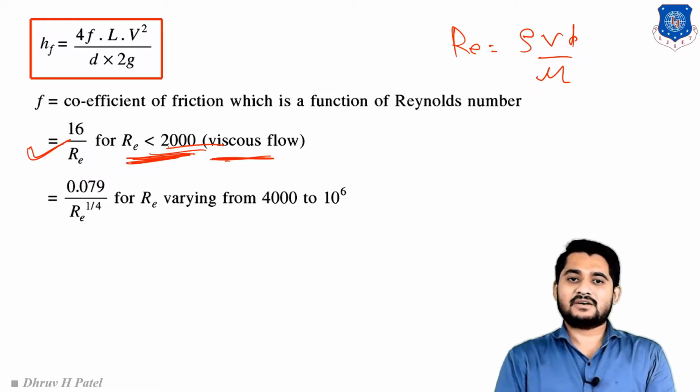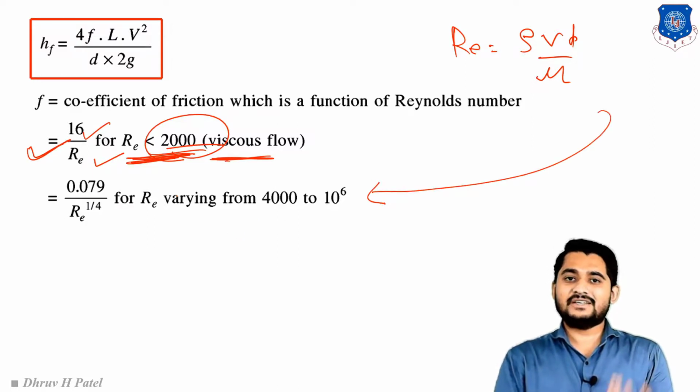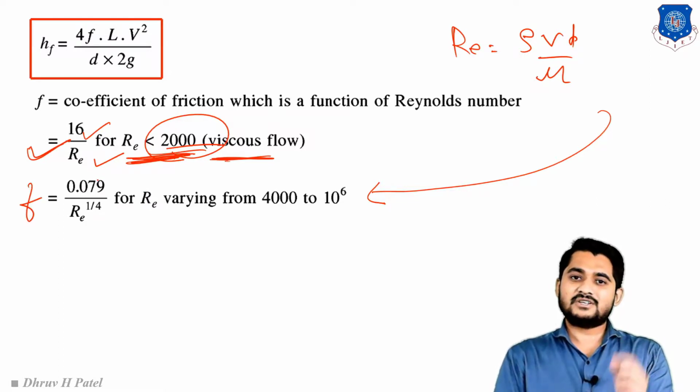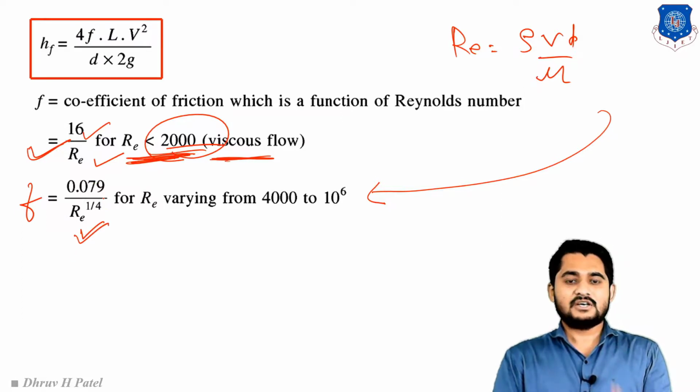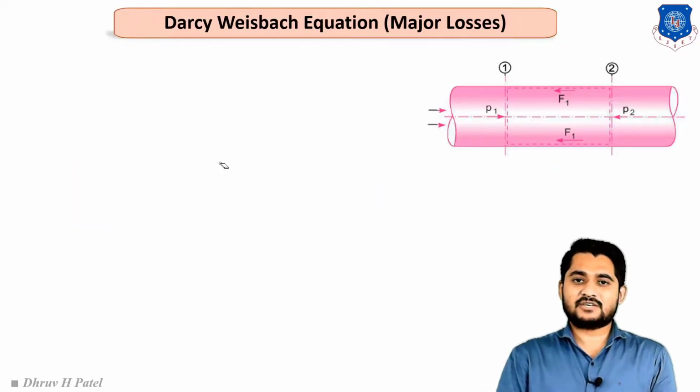If the Reynolds number is less than 2000, then the frictional coefficient f will be 16 by Re, because it is viscous flow. And if the Reynolds number is greater than 4000, then the flow will be turbulent. In that case, small f will be 0.079 divided by Reynolds number raised to 1 by 4. So you have to remember these two equations for the frictional losses f. Clear, students? So let us revise the Darcy Weisbach equation, which is also known as major losses in the pipe.